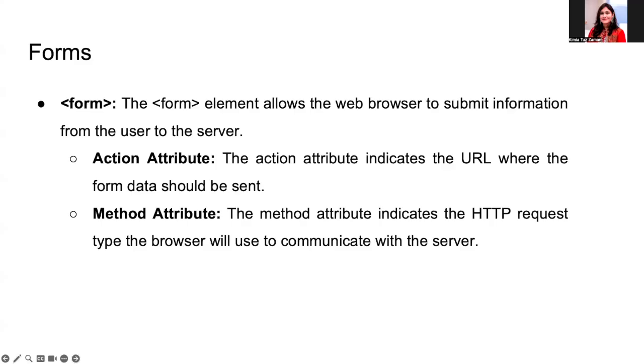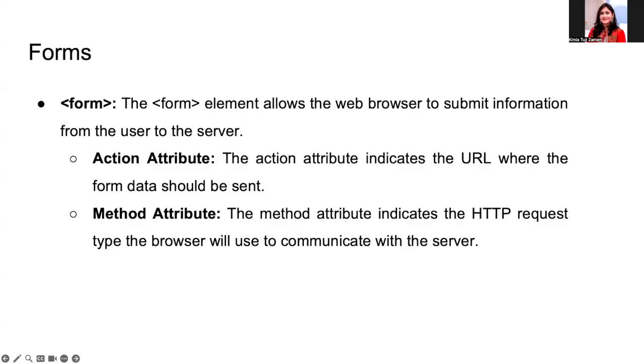Now, two important attributes go along with it. The first is the action attribute. This tells the browser where to send the data. In other words, the URL of the server that's going to handle the form submission.